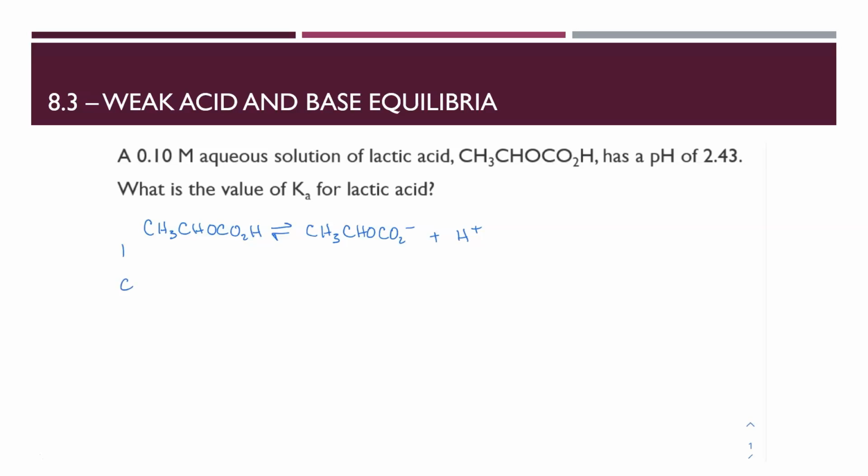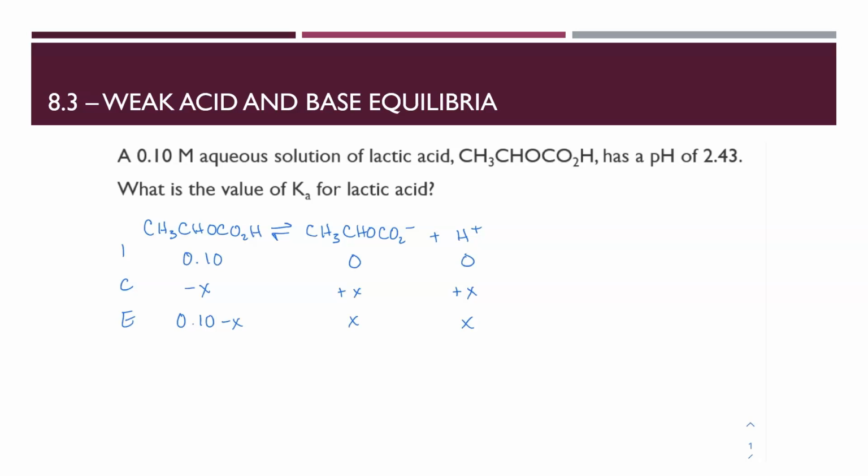Okay, so if we think about this in terms of an ice table, our original concentration of our lactic acid to start with is 0.10 molar, which means before any deprotonation has happened, we have 0 for our concentration for our two ions. So then our lactic acid is going to go down by X. Our products go up by X. So at equilibrium, we have 0.1 minus X, X, and X.